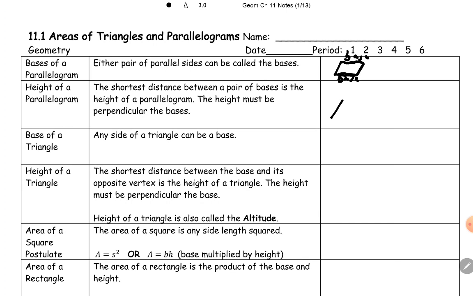The height of a parallelogram is the shortest distance between the two bases. So that vertical line that I just did there, this is a right angle. Or I can do the height outside, represented by these dashed lines. That would work too.